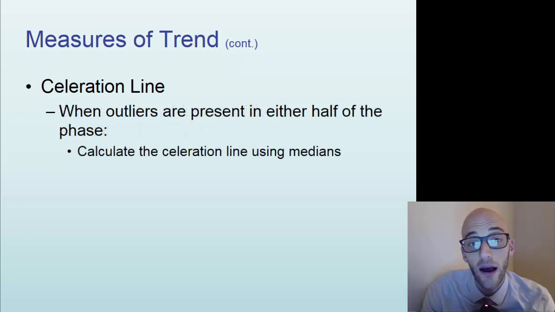Also worth noting, when outliers are present in either half of the phase, calculate the acceleration line using medians. There is a way to do this statistically. It should also be pointed out that if you don't have too many data points, you should probably not use an acceleration line, because they can be really susceptible to outliers. So the more data points you have, the more accurate your acceleration line graphs are really going to be.